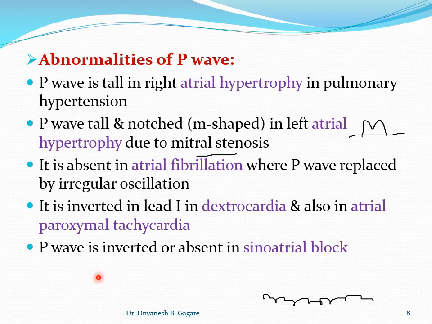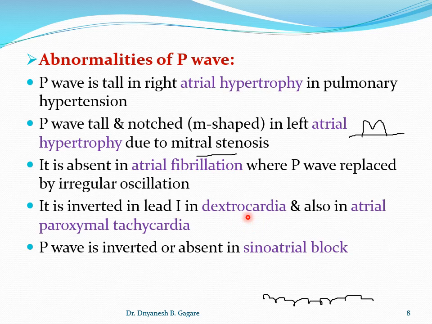Then the P wave is inverted in lead 1 in dextrocardia. So what is dextrocardia? And also it is inverted in paroxysmal tachycardia. So here it becomes negative in lead 1, where usually it is positive, in these two conditions.